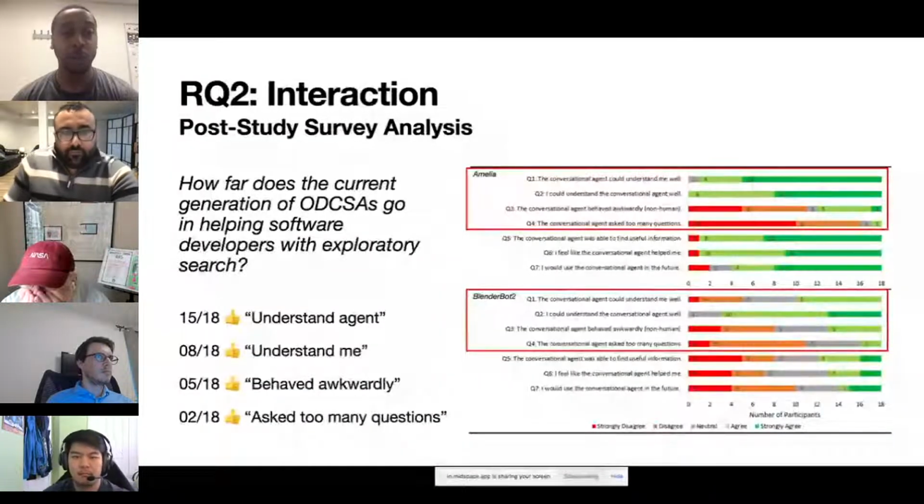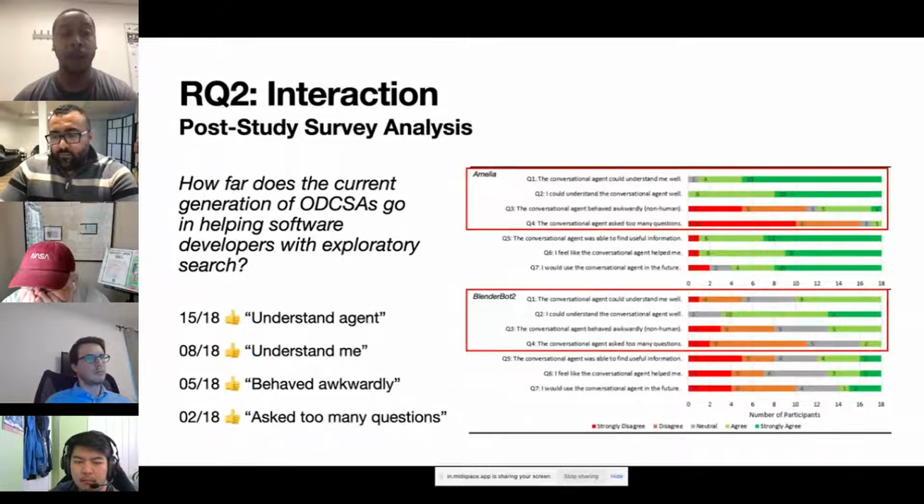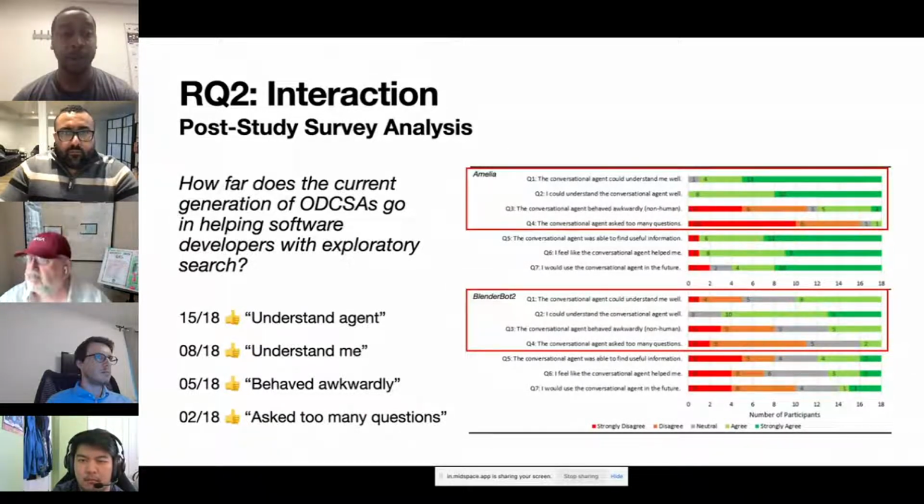In terms of research question 2, we compared and contrasted the state of the art with our Wizard. In terms of interaction, we largely see that the state of the art was actually very interactive. 15 out of 18 people agreed that they can understand the agent. Few thought it behaved awkwardly or asked too many questions. However, on the contrary, only 8 out of 18 thought that the state of the art can understand them.